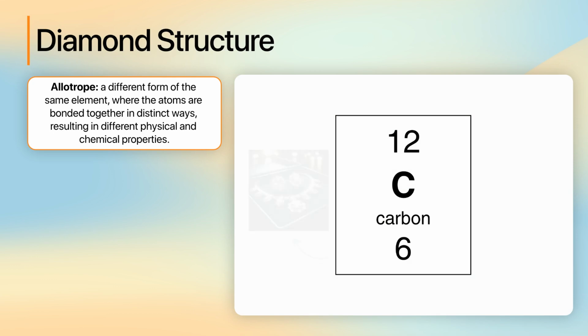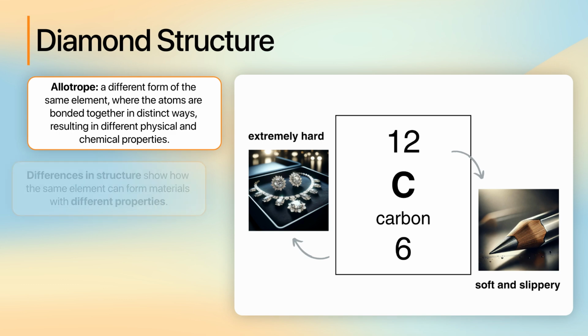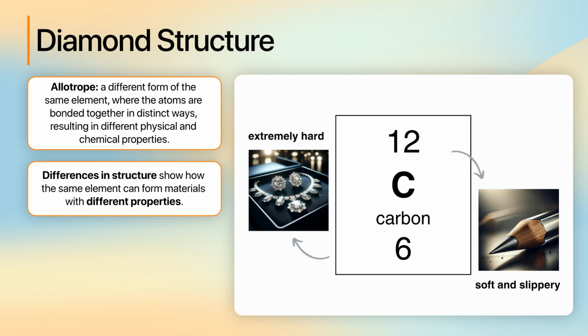Did you know that the diamond used in jewelry and the graphite used in pencils are both forms of carbon? You may be surprised, since those two have very different properties. Graphite is soft and slippery, while diamond is extremely hard, but that is due to the way the carbon atoms are bonded. These differences in structure illustrate how the same element, carbon, can form materials with vastly different properties. We will examine the allotropes of carbon in this module, starting with diamond.